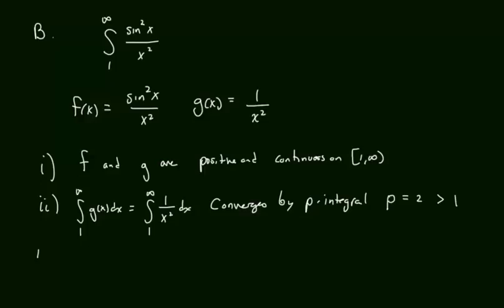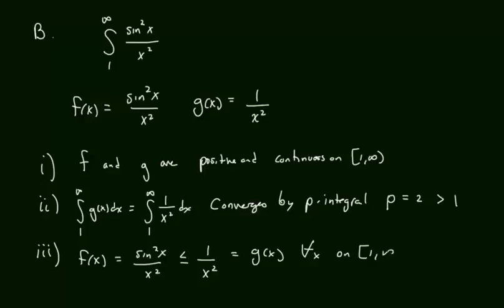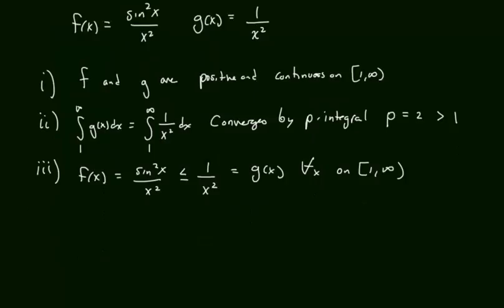And step 3, then our goal is to show that f is always smaller than g. So f of x is the sine squared x over x squared, which is certainly less than or equal to 1 over x squared, because the sine is between -1 and 1. The sine squared is always less than or equal to 1, which is equal to g of x for all x on 1 to infinity. It may be true other places, but we want to specify the interval.